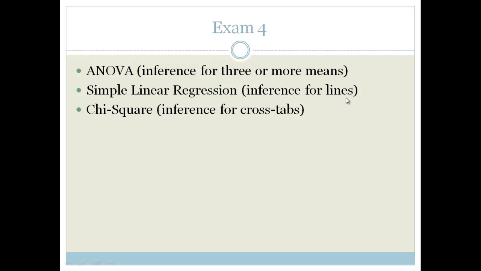Simple linear regression then will be inference for lines. So like we have a line is equal to intercept plus the slope times x. You can also think about those correlation coefficients, and we'll make hypotheses and estimates about the population correlation.